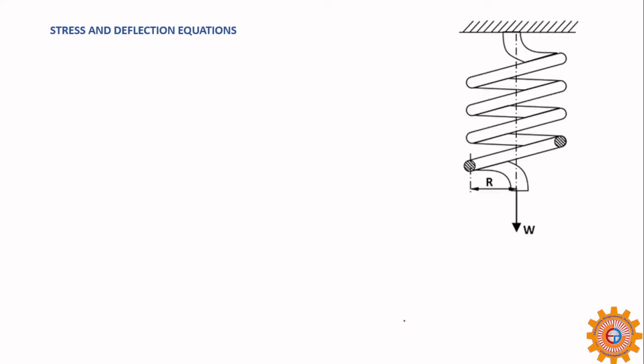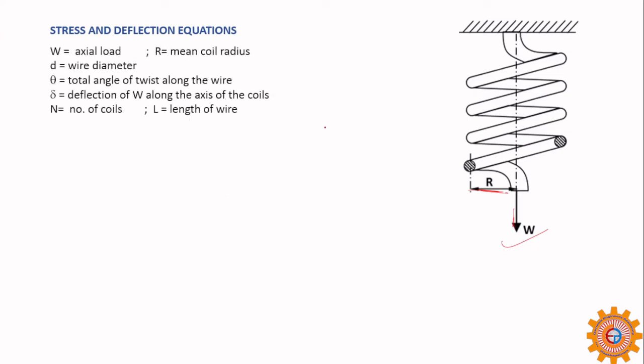Stress and deflection equations. The spring is subjected to a load W at the center. This is R. Because of this load, it is going to unwind and may become a bar. Since it is subjected to twisting, torque is calculated. First we will see what terms we use in the equations. W is the axial load. Keep in mind the words axial load and torsional load.